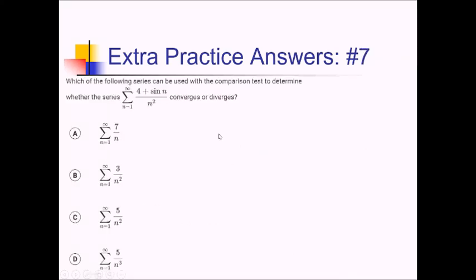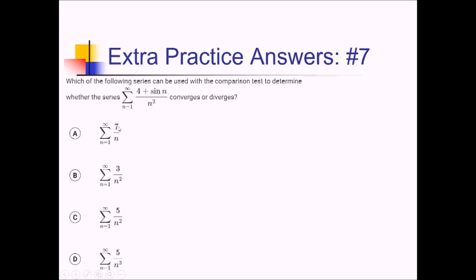On this problem, I want to know which series can be used with the comparison test, which they mean the direct comparison test, to show that this series either converges or diverges. So when you're using direct comparison, you need to figure out whether the comparison series converges or diverges, and then you either need to show that your original is smaller at some point than a converging series or greater than a diverging series. So let's take a look at each of these choices.